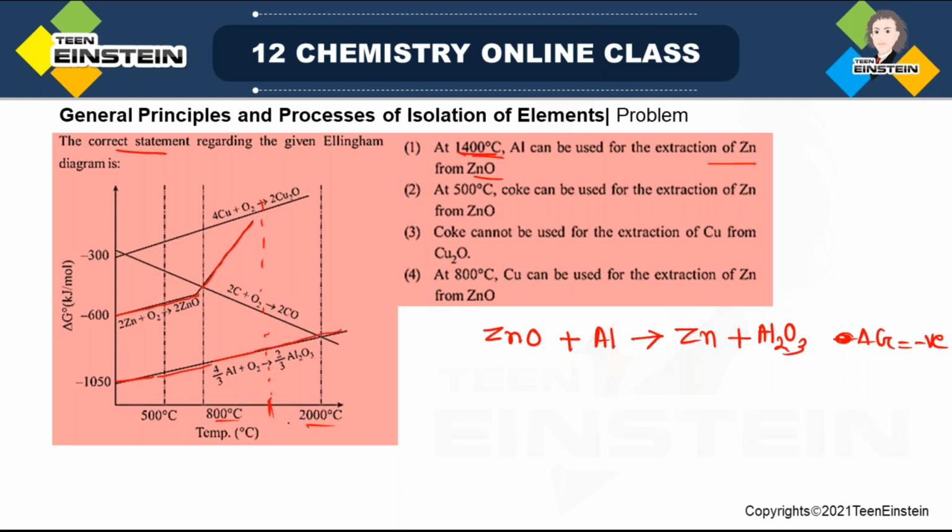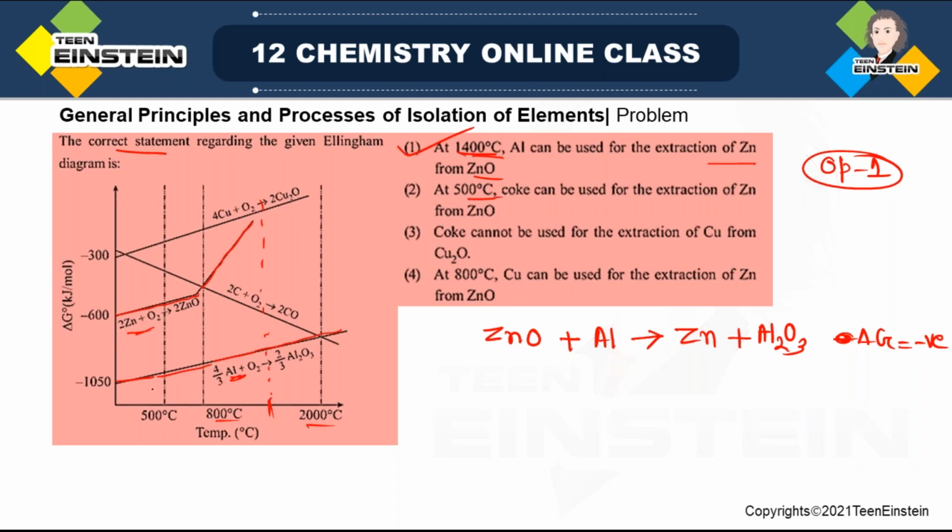Now aluminium at this temperature is far below Zn, and when it is below, that means this reaction is possible. Here aluminium can be converted to Al2O3, and the reverse reaction of this one is possible. So that means the first statement is actually the correct statement, that is option 1. But we also have to see why the other statements are not correct.